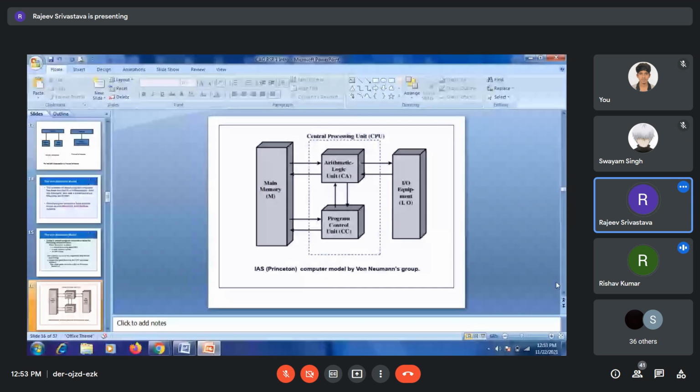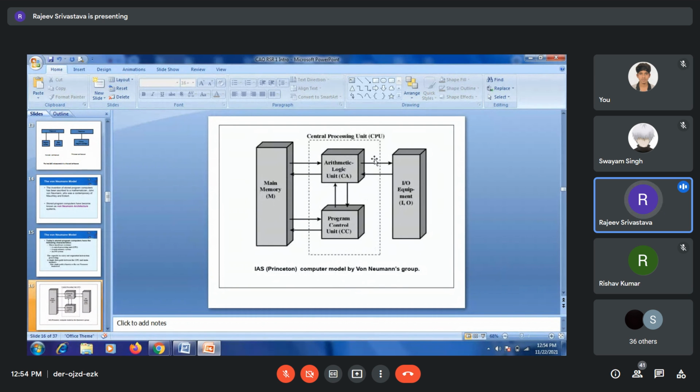This is also called IAS. This is the Institute of Advanced Studies. This concept is given, and IAS is the Institute of Advanced Studies. They actually developed some kind of computer. So, this machine is also referred to as the IAS Princeton computer model by the von Neumann group.